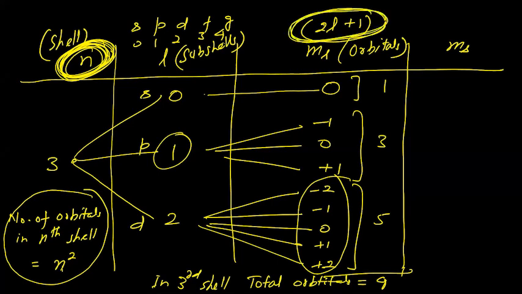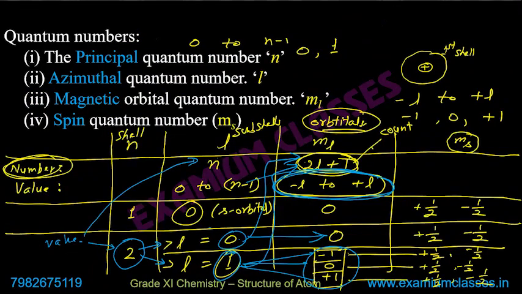For S, l will be 0. For P, 1, D, 2, F, 3, G, 4. Those many orbitals will be there by the formula. If electrons are asked, multiply by 2. Now tell me if there is any confusion, Vedant.